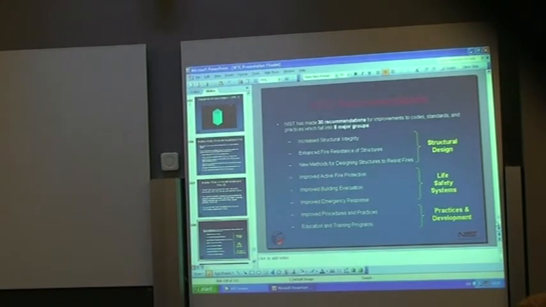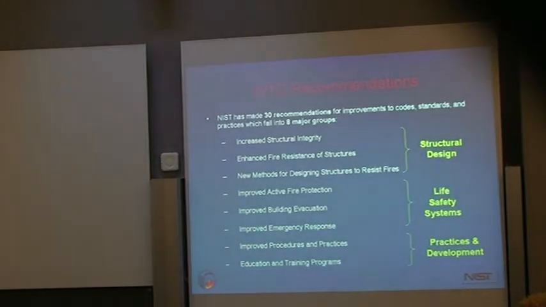I'll skip that. And basically, once we identified the mechanism and why and how the towers collapsed, the question for us was what effect would that have in the construction industry? And NIST came up with a list of 30 recommendations for improvement to codes, standards, and practices in the US. And you can see this in our reports and our website.